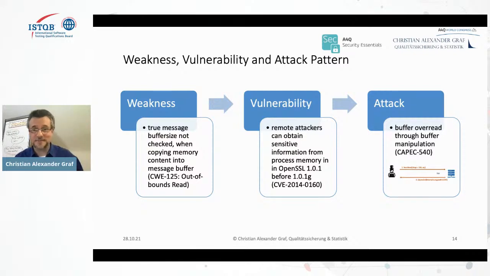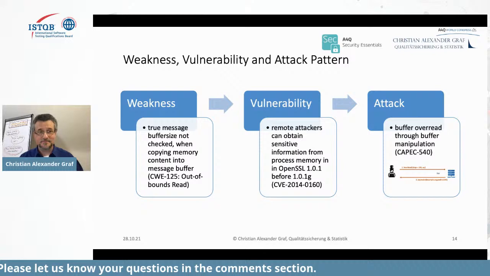That's on the top level of that. So we have a unique CAPEC classification, CAPEC-540, and we have a unique weakness that goes with that attack, CWE-125. So we really have a unique identification for our vulnerability.